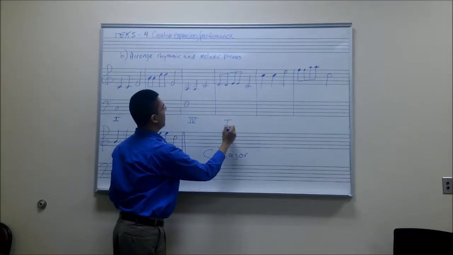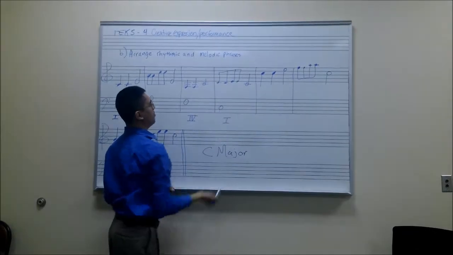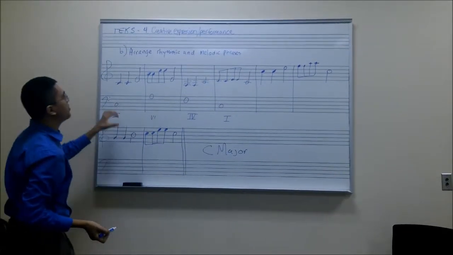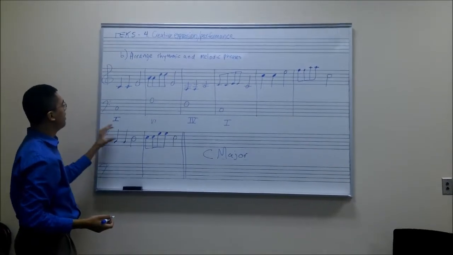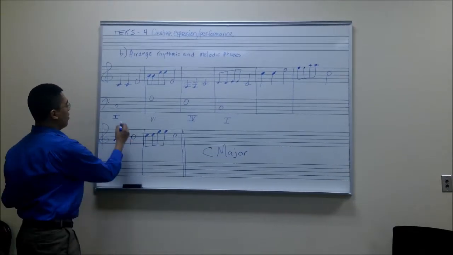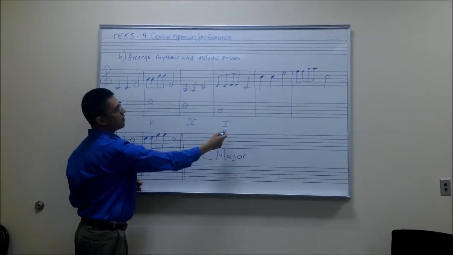Then place a 1 here, and we're going to go back down to our tonic. So what we did here is we arranged 4 measures of our melody using chord progressions: a 1 to 6 to 4 to 1.